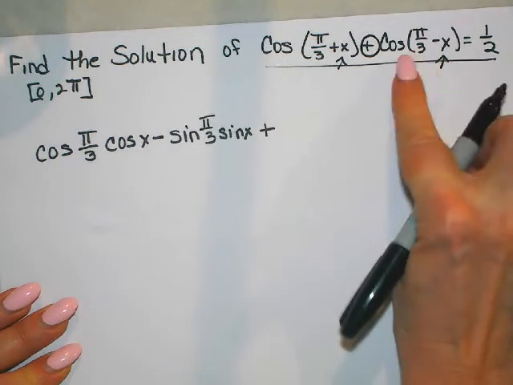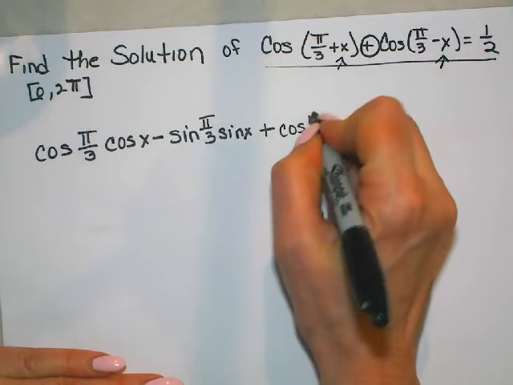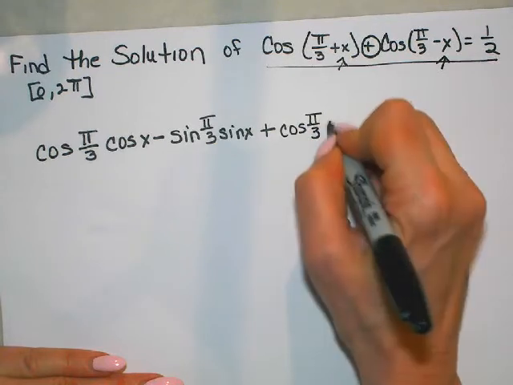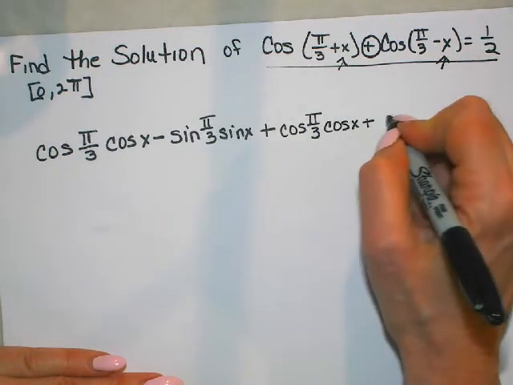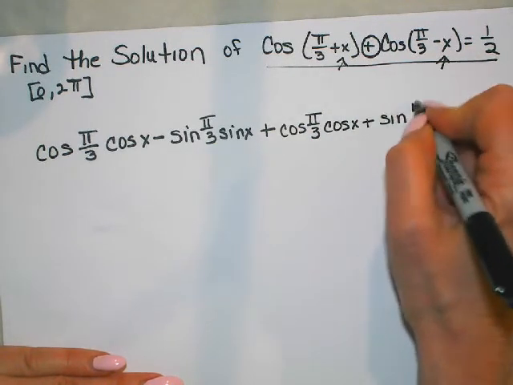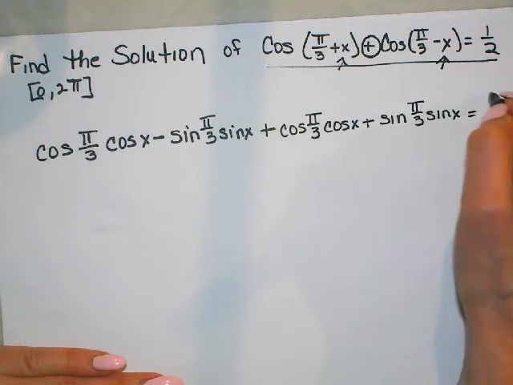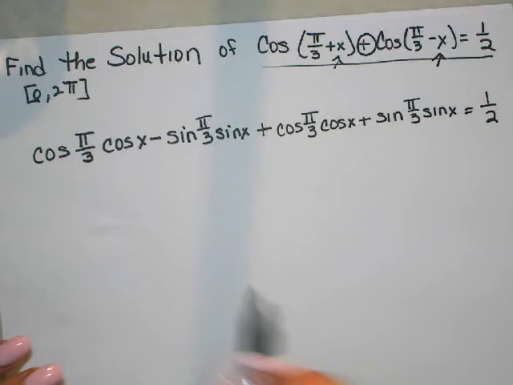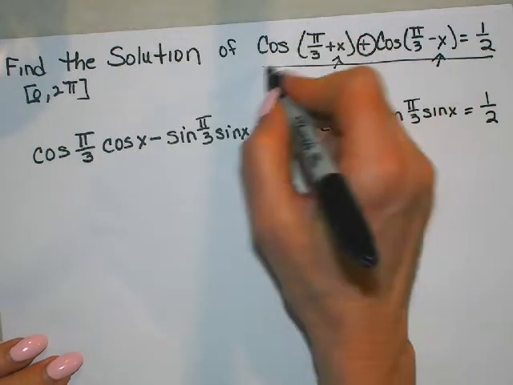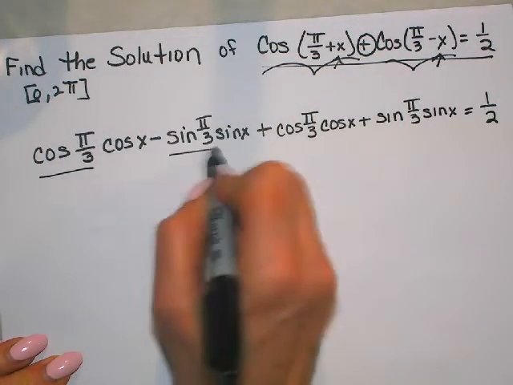And we're going to do this one. Notice how this one is a minus. So it's cosine pi over 3 cosine x. If this is minus, it becomes plus sine pi over 3 sine x equals 1/2. Wow, that's really long.